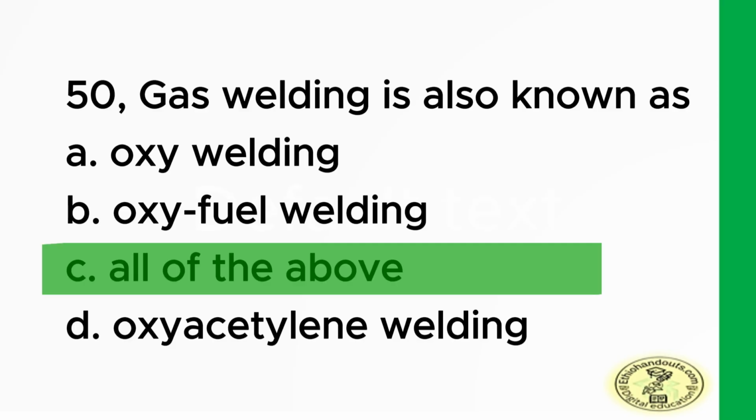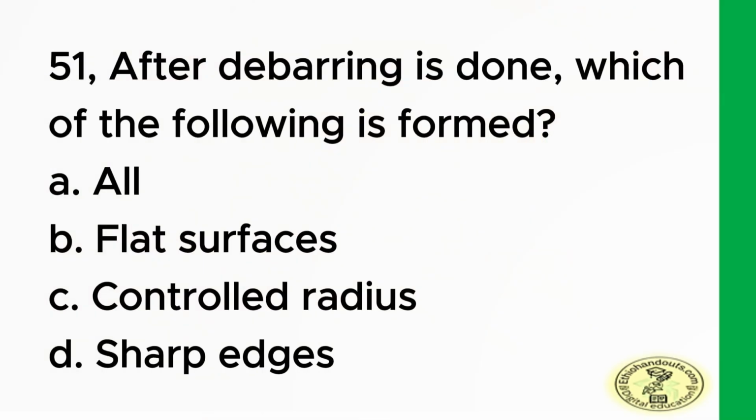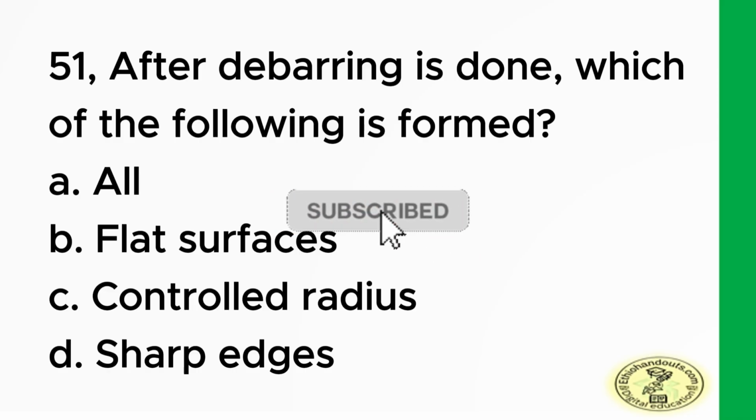The correct answer is C. All of the above. 51. After deburring is done, which of the following is formed? A. All, B. Flat surfaces, C. Controlled radius, D. Sharp edges.